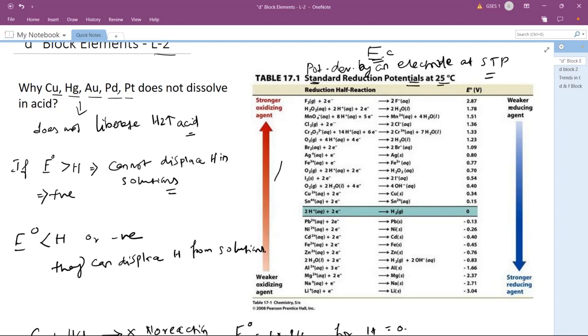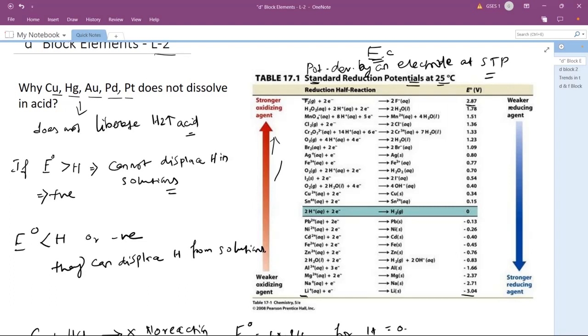Going from bottom to top along this arrow, the oxidizing power increases. Lithium has the least value and fluorine has the highest value. Lithium has minus 3.04 and fluorine is 2.87. So a negative value means the lowest oxidizing power, while going to the top the oxidizing power increases, or it acts as an oxidizing agent.